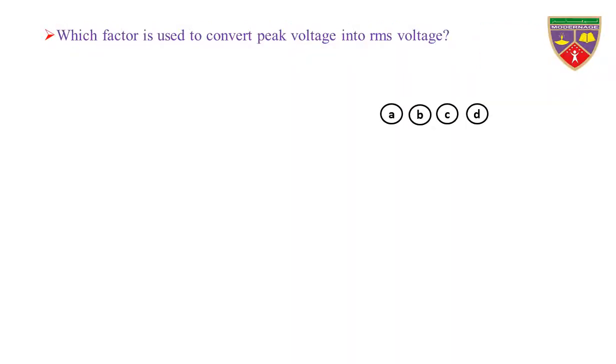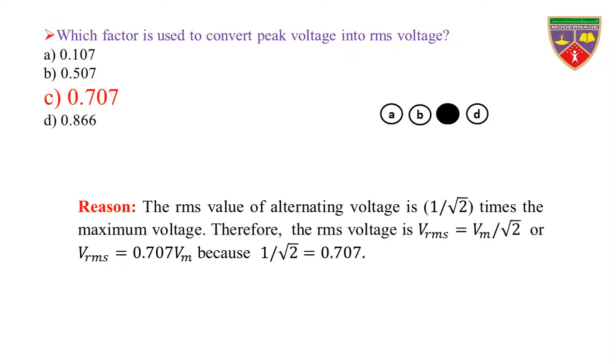Which factor is used to convert peak voltage into RMS voltage? Option A 0.107, option B 0.507, option C 0.707, option D 0.866. The key is 0.707. Therefore, the correct option is C.